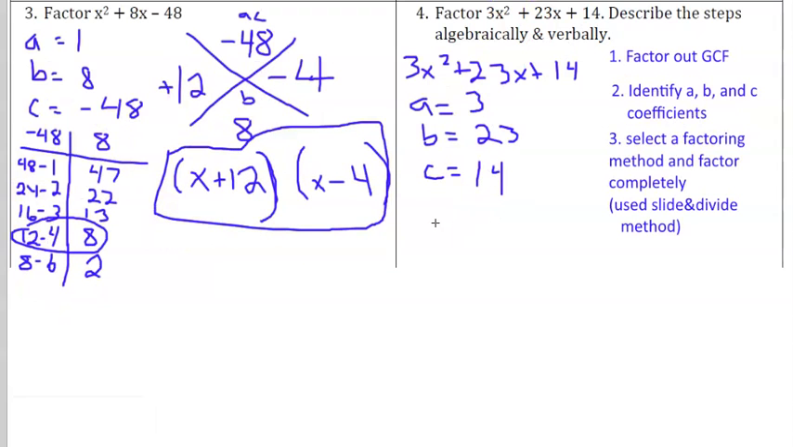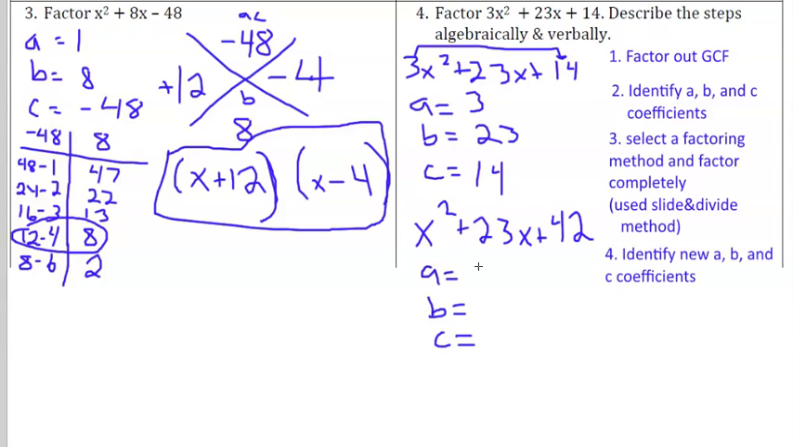For the slide and divide method, we will slide the A term over to the C term, multiply them, and then rewrite it. We have x squared plus 23x plus 42. Identify your new A, B, and C terms. So our new A is 1, our B is the same, still 23, and our new C term is 42.